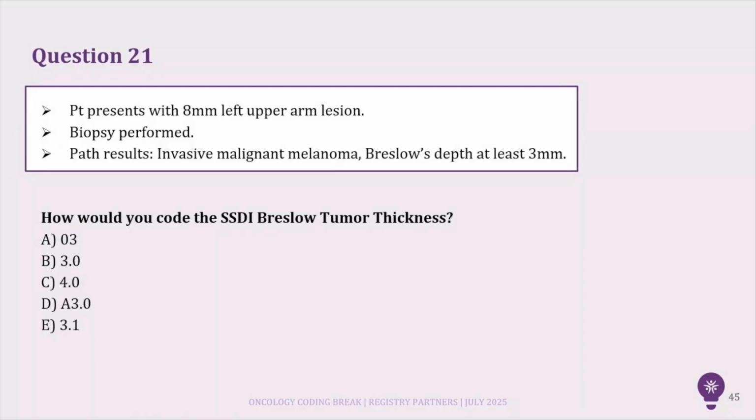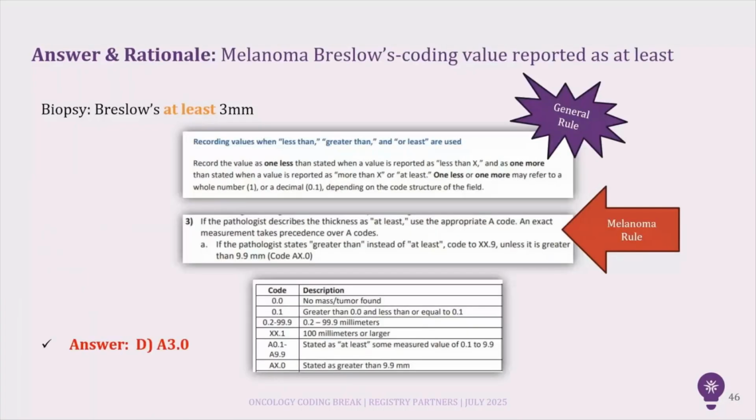When they tell us at least 3 millimeters, our general rule for at least is to go one higher. But you need to make sure that you look at the site-specific rule for melanoma. This tells you that we have A codes, so make sure that you use the A code if they tell you at least. So in this case, at least 3 millimeters will be coded to A3.0. Great job.